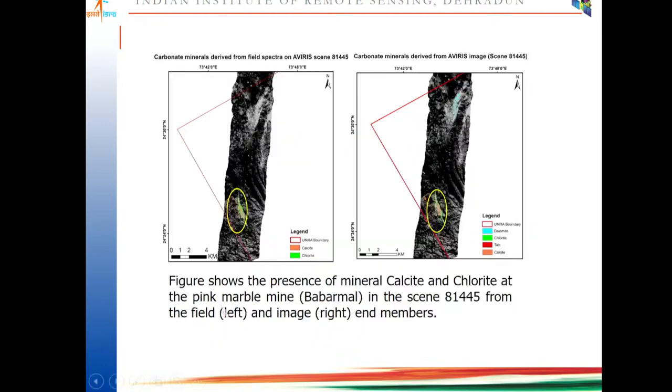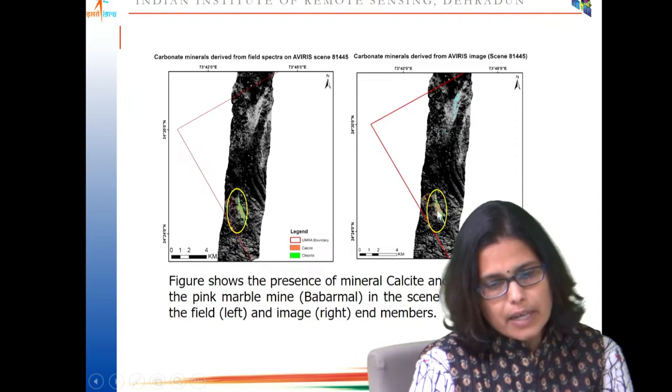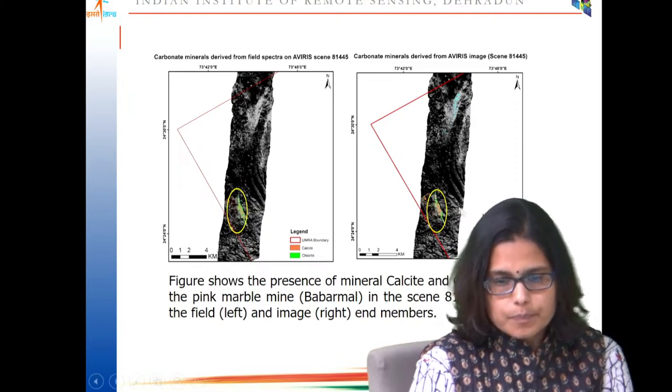So this is another example. You can see over here a typical shape. This is an open cast mine of a calcite pink marble, Babarmal. The name of this mine is Babarmal. In the whole image, only this part is highlighted as calcite, and in the weathered portion or the outskirts of the mine, where the dumps were available, the chlorite, the altered material, is also present. But clearly the whole mine is easily mapped using just the spectra of calcite.